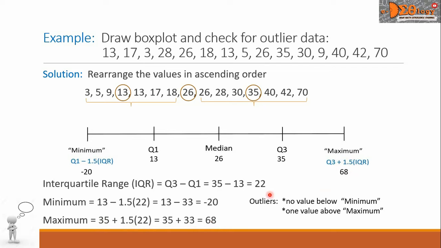Now, let us look for outliers. We can observe in our data here that there is no value below the minimum. Also, there is one value above the maximum, and we call that an outlier. That value is the number 70. Again, we say that this is our boxplot, and we have an outlier here. This is our final answer.